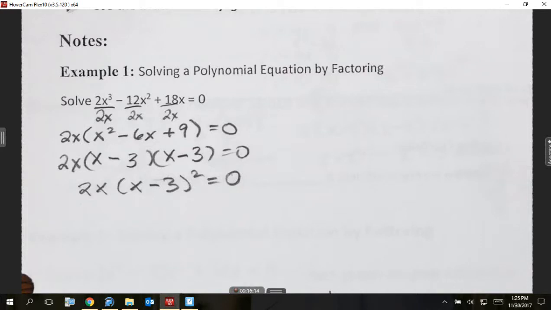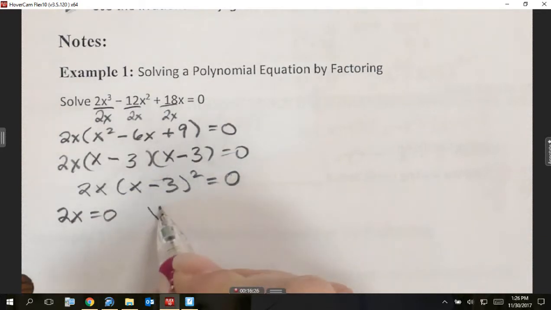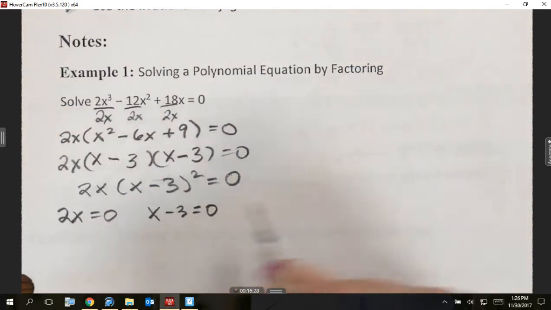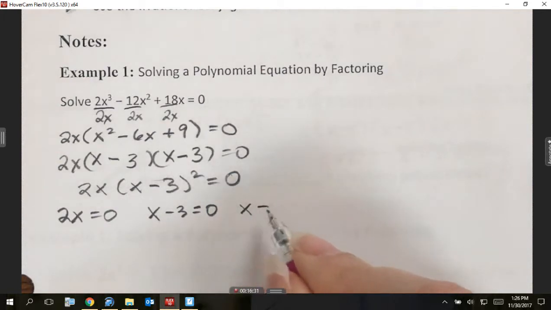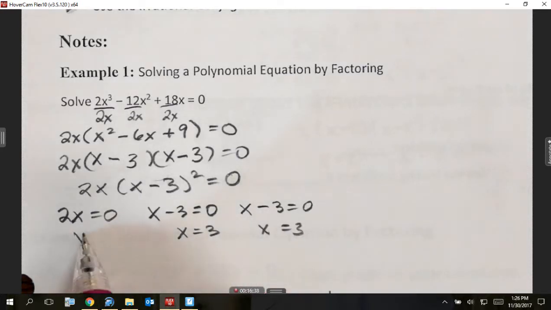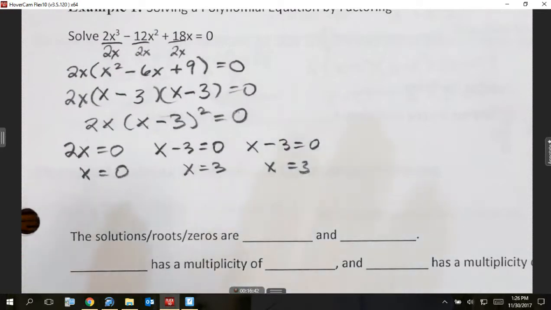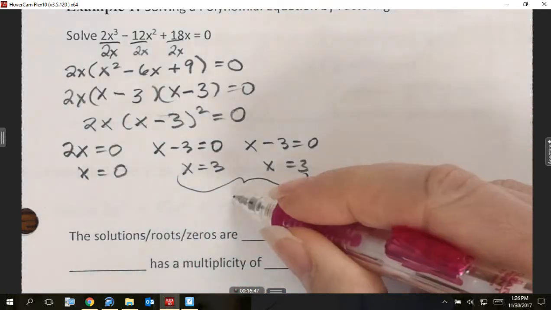Once I have it factored, what am I going to solve? Set every factor equal to 0. So my first factor is 2x. My next factor is x minus 3. And I have another factor, but it's also x minus 3. So I'm going to set each factor equal to 0 and solve each factor. Two of them are exactly the same. This means there is a multiplicity.